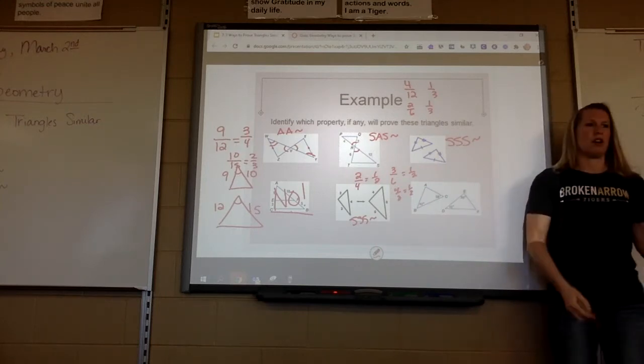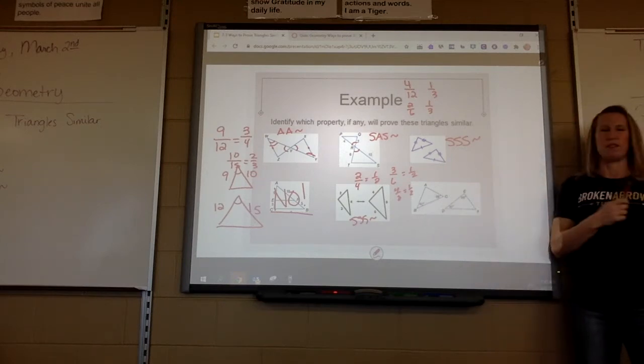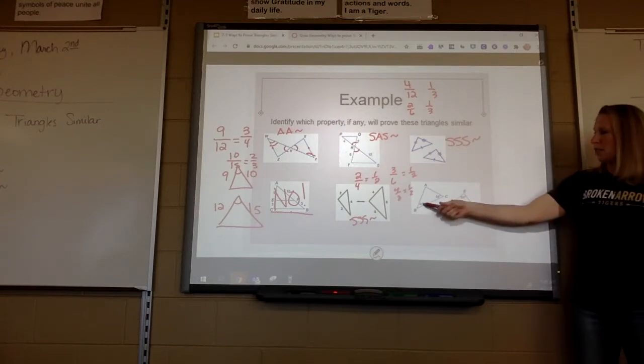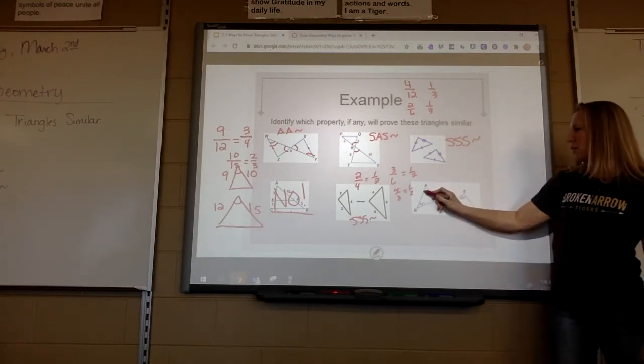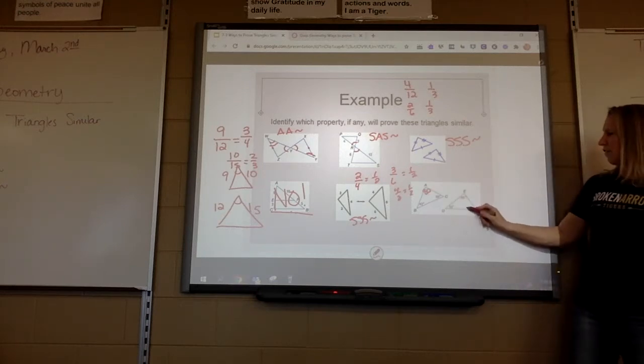What do all the angles in a triangle add up to? 180. So I know on this one I have 42 and 58. This one I have 42 and 80. If I do 180 minus 42 and 58, guess what I'm going to get? 80. And this would be 58.